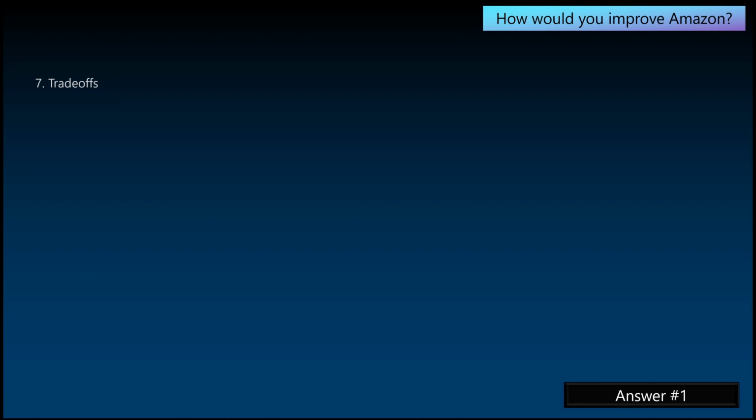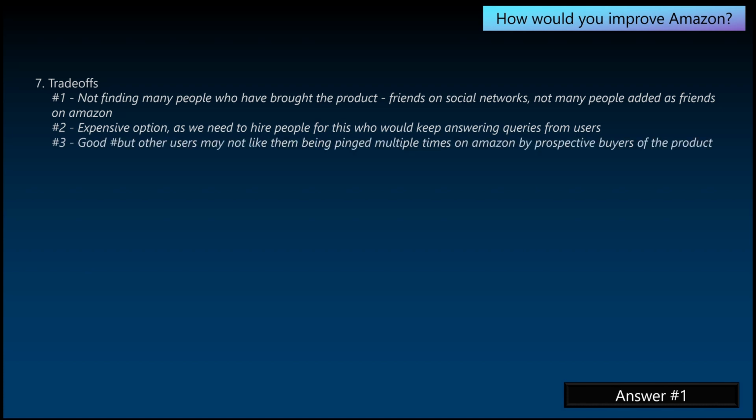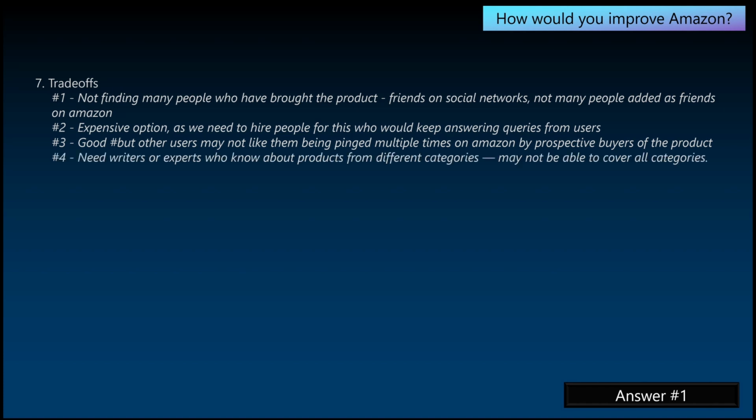For instance, for solution number 1, not finding many people who have bought the product. That is, for friends on social media, there might not be enough people who have added friends on Amazon as well. Similarly, for solution 2, it's sort of an expensive option where you need to hire people who would keep answering queries from users. Solution number 3 is sort of good, but other users may not like them being pinged multiple times on Amazon by prospective buyers of the product. For solution number 4, the trade-off is the need for writers or experts who know about the products from different categories, and they may not be able to cover all categories.